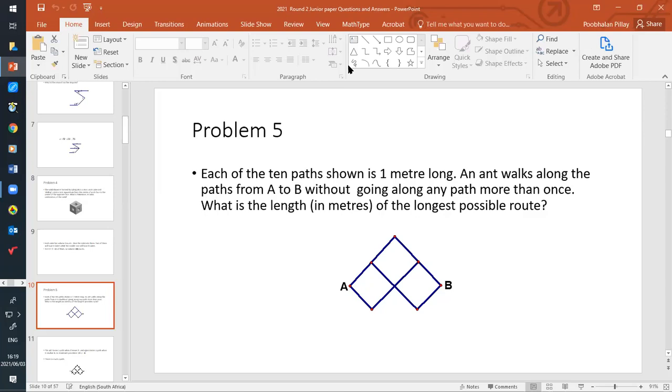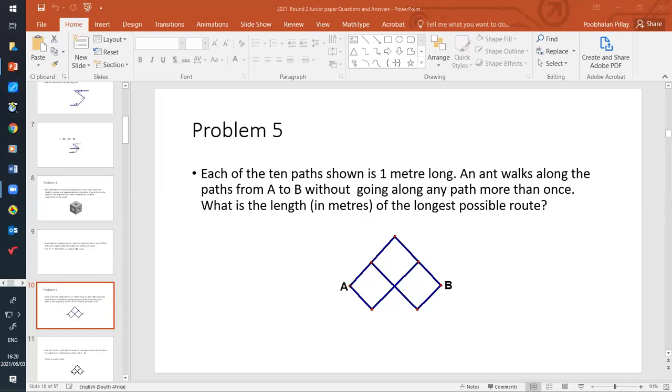Now, the challenge here is that you can choose a route, but how do you know it's the longest possible one? Okay, now that requires a little bit of thinking. Okay, we can try one. Let's try this one here. We want to choose a route which is going from A to B as long as possible.